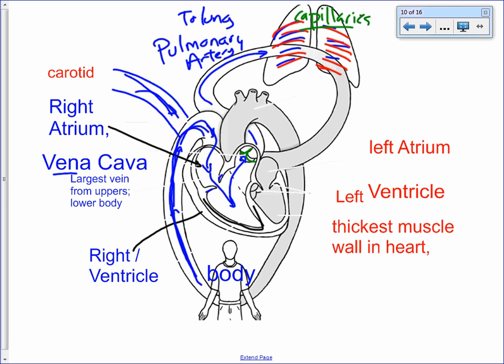And actually, when you hear the heartbeat, the sound you're hearing is the valves shutting and the blood going against that. So it's a valve to keep the blood going the right way.